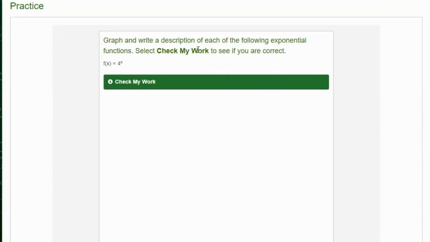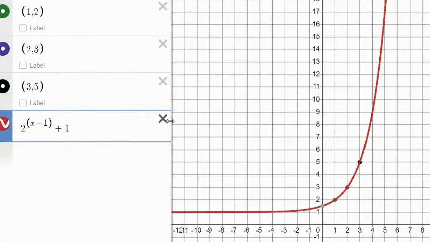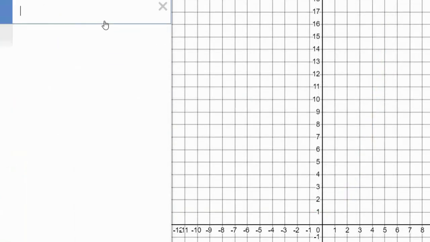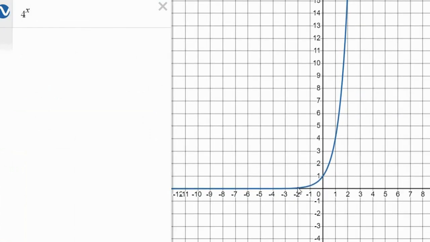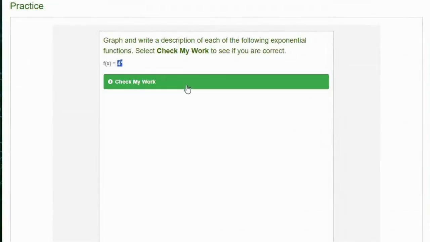Graph and write a description. Okay, 4 to the x power. So if I'm graphing that, 4 to the x power has the asymptote of y equals 0. It has a y-intercept of 1. And as x increases, it goes up on the right towards infinity. Domain of all real numbers, a range of y is greater than 0. See how we did.